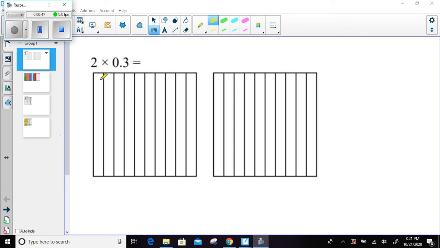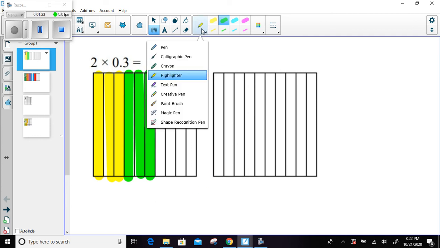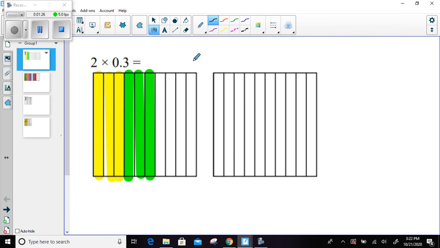So I've got my yellow highlighter ready to go, and I'm going to look at this decimal grid. The outside border is one whole, and since it's broken into 10 pieces, these are tenths. I need to shade in 3/10, so I'm going to highlight 1, 2, 3 columns. Now, so I can tell the difference between my groups, I'm going to switch colors. I'll choose green here, and we'll go 1, 2, 3. So I have 3/10 2 times, and I need to figure out what my product would be.